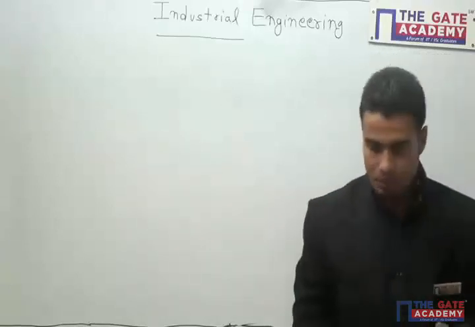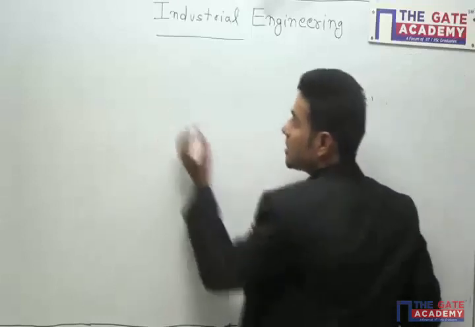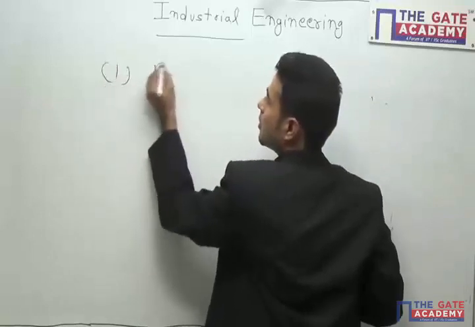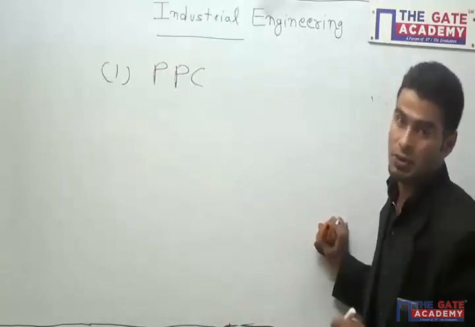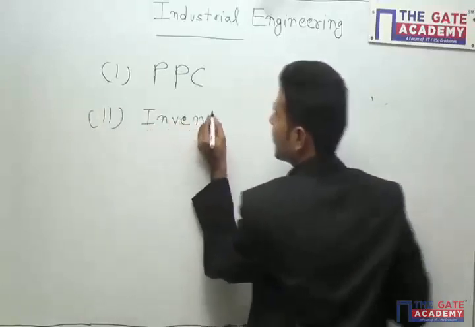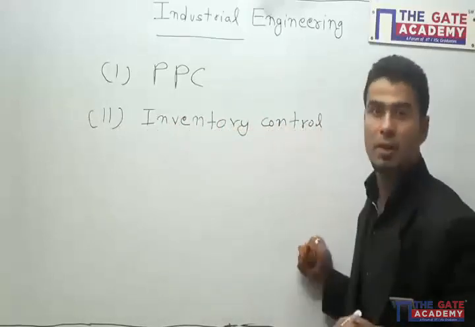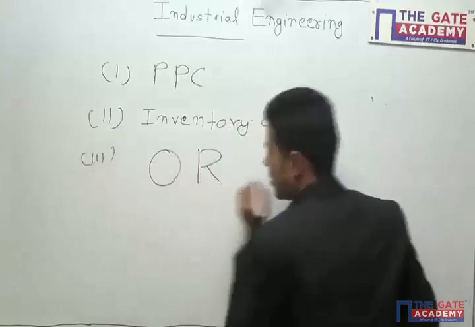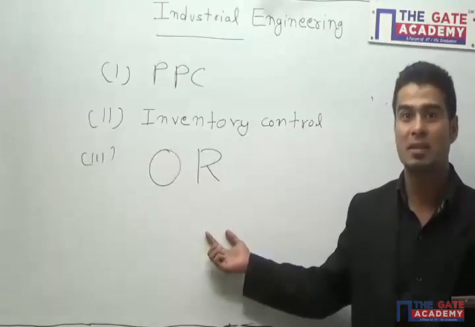Now, before we start, I will tell you the GATE syllabus in industrial engineering. I divide the industrial engineering subject into 3 topics. First is PPC. What is the meaning of PPC? Production planning and control. The second is inventory control. And the third, very important, is operations research.